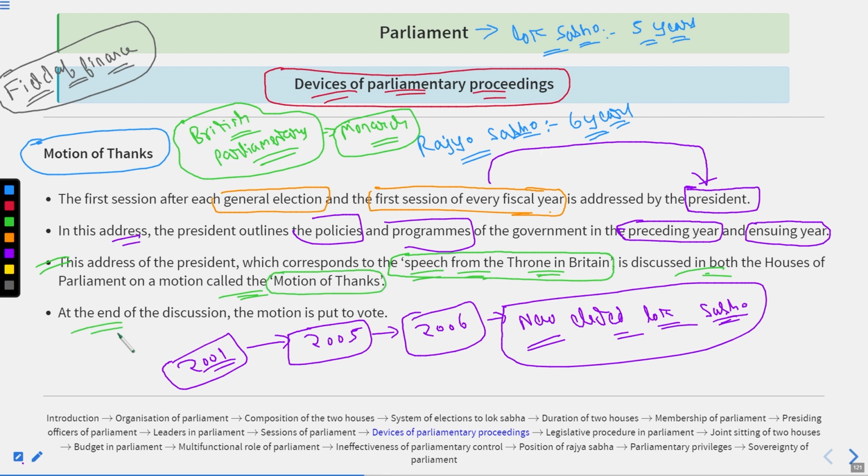Okay, at the end of the discussion, it means once the parliament has got the address from the president, when the provisions are discussed, thereafter this motion and its provisions are put for voting, whether to approve or disagree.